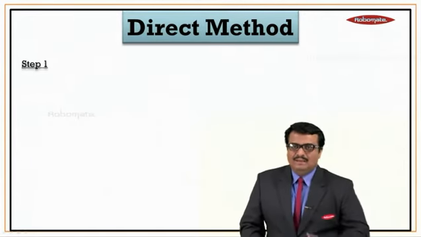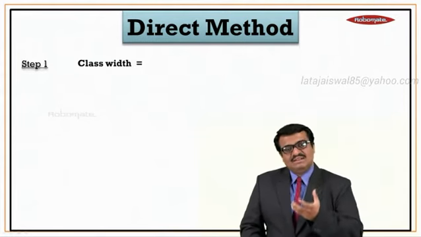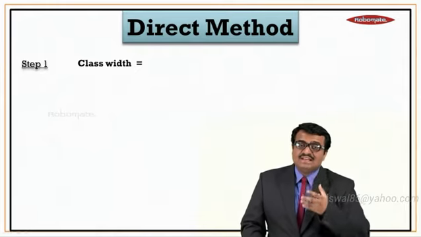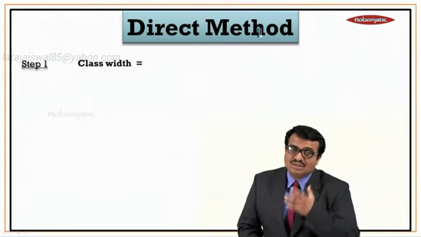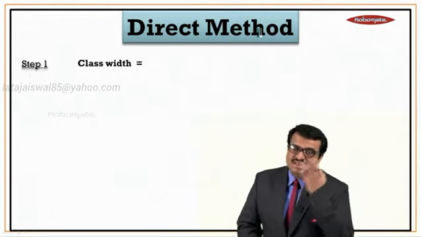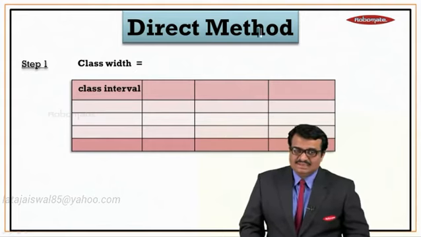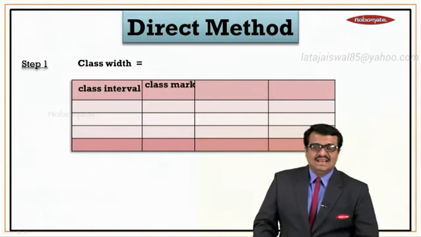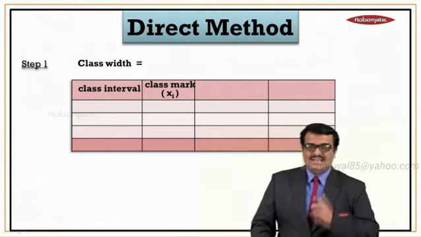Step 1, you will find the class width. We learnt about class width in the first module. What is class width? Class width is nothing but the difference between two consecutive limits. Then you will prepare a table like this. The first column will be class interval, meaning classes. The second column will be class mark. It is denoted as xi, as I told you, in this entire chapter.